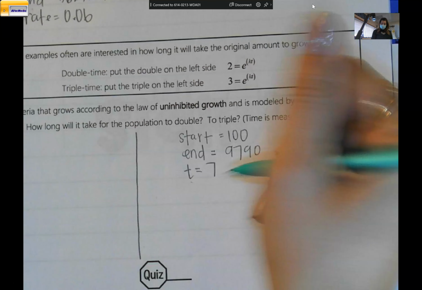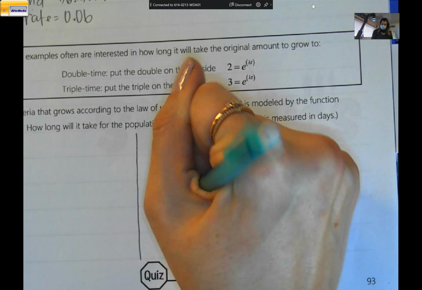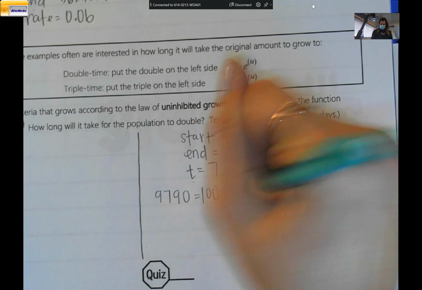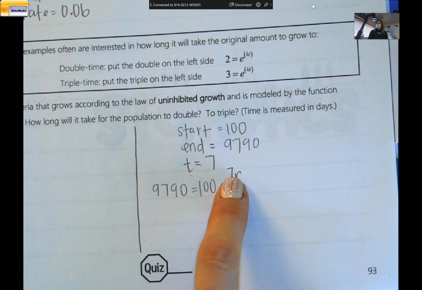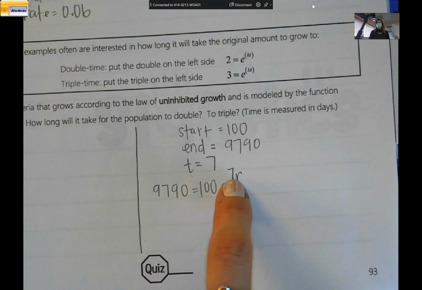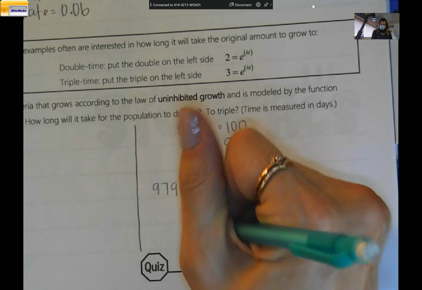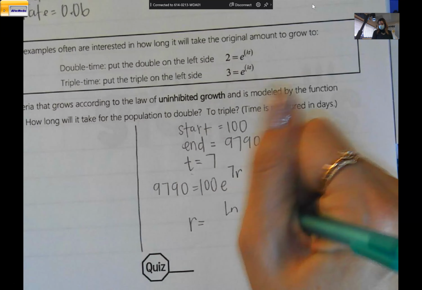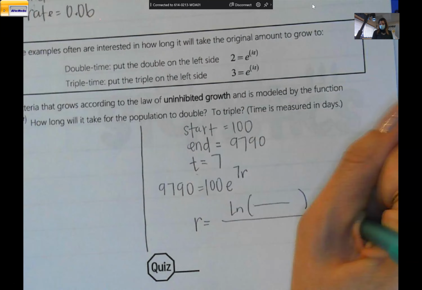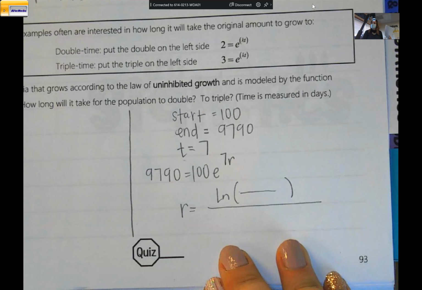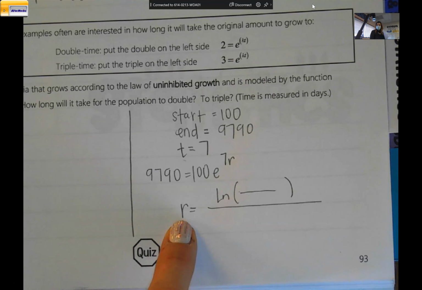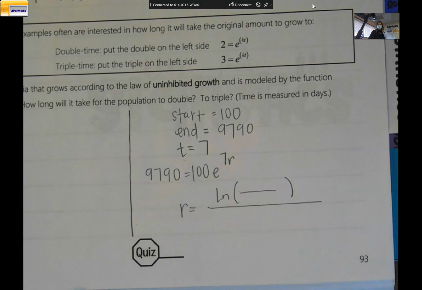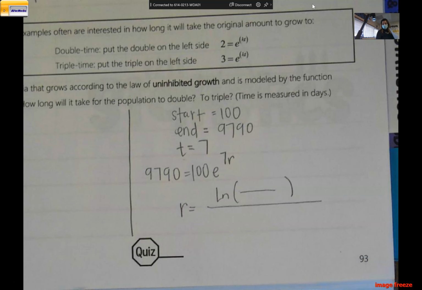So you're still doing this formula. But your exponent looks like 7r, 7 times r. So then r equals, it's going to look exactly like it has been on our other problems. I just want you to see what one looks like when they're asking you for the rate instead of the time. So you guys figure out what goes in those, and then we'll check your answer.